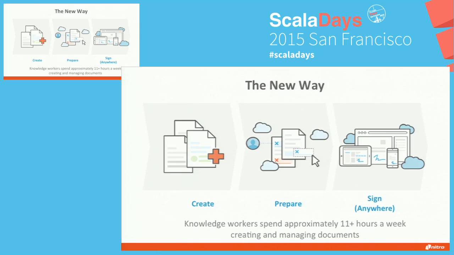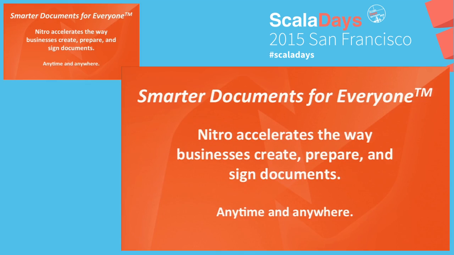Now you can create your document and upload it online. You can go through all the flows, and everybody sees the same version of your document. It was pretty epic for me personally. I do all my forms and signatures through Nitro Cloud, and it's great for businesses. So, Smart Documents for Everyone. Nitro accelerates the way businesses create, prepare, and sign documents anytime and anywhere. So it's pretty powerful, I think.